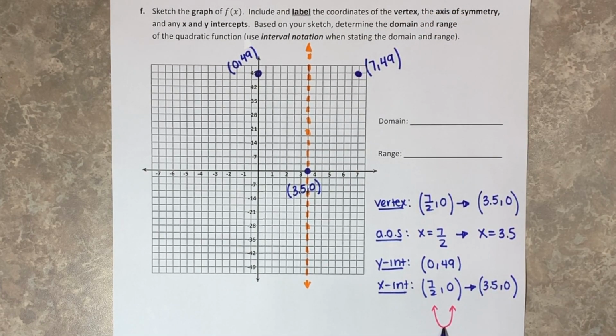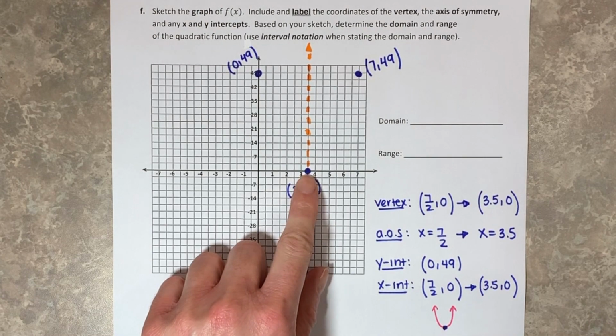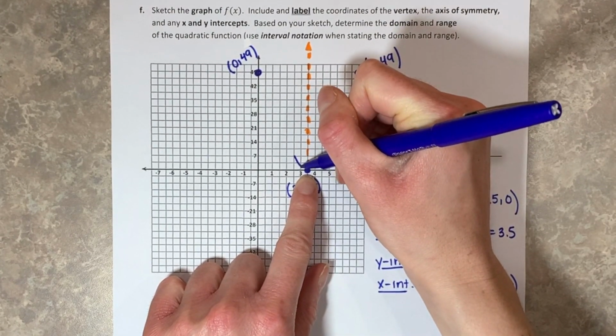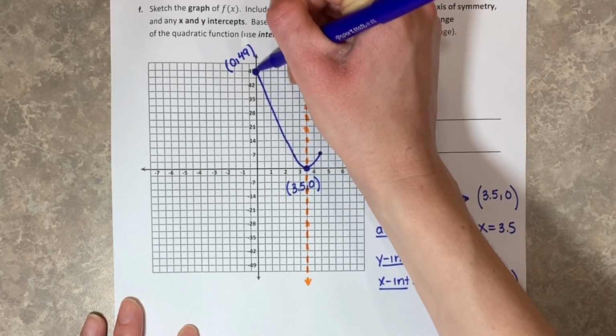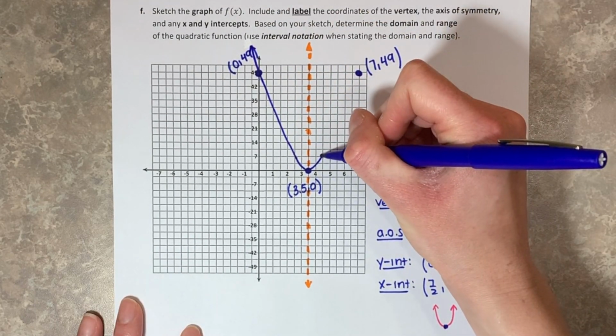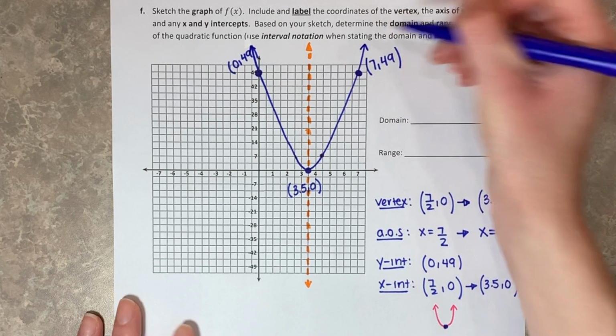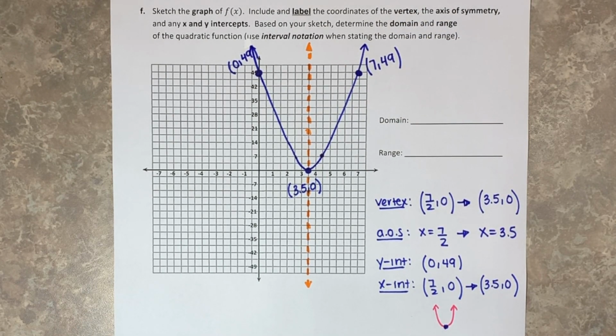Now we know that our parabola opens up, so the vertex will be the bottom of our parabola. So this is the bottom and it will curve up from there. And then we'll just make sure to draw our parabola going up through the y-intercept and also going up through this additional extra point. Lastly, we need to state the domain and the range.